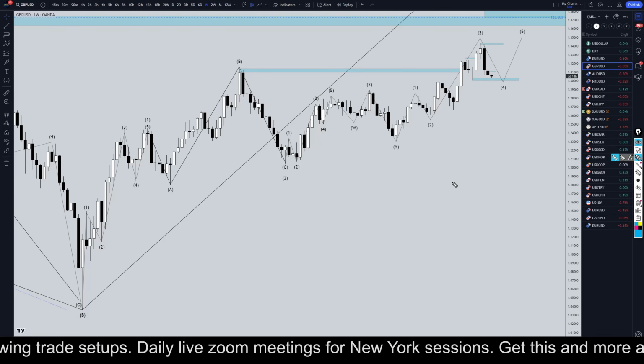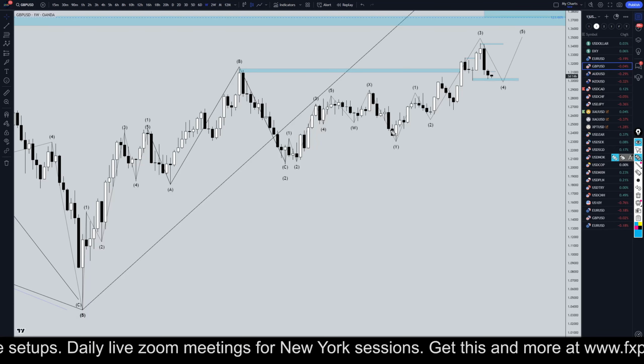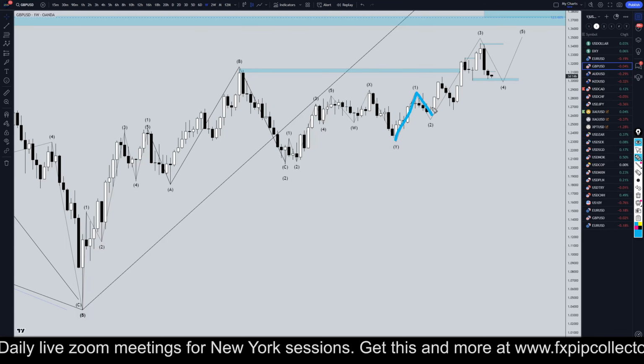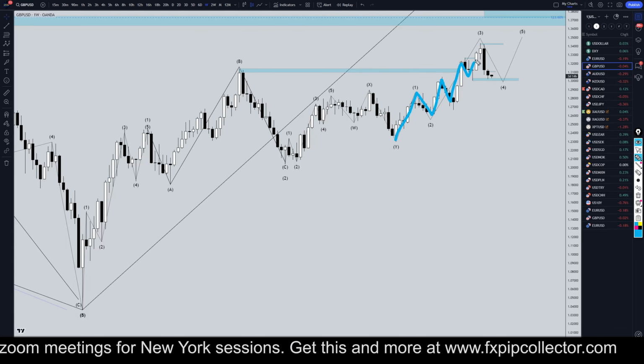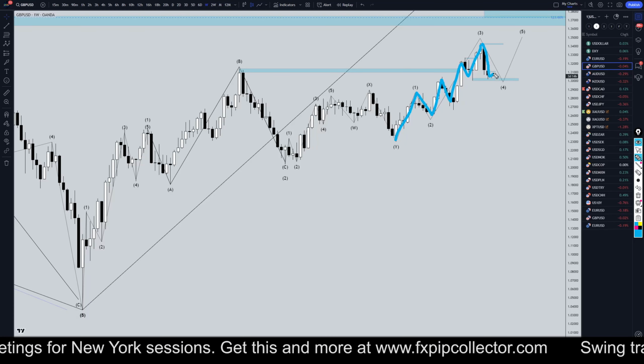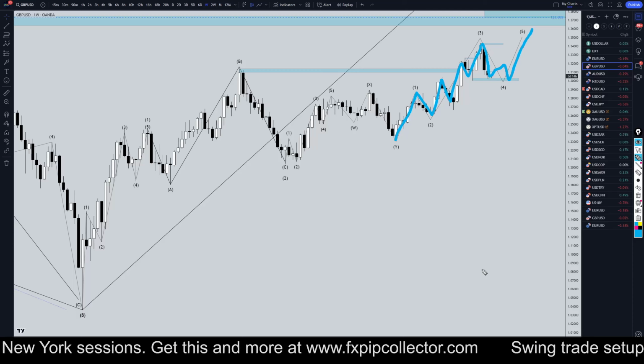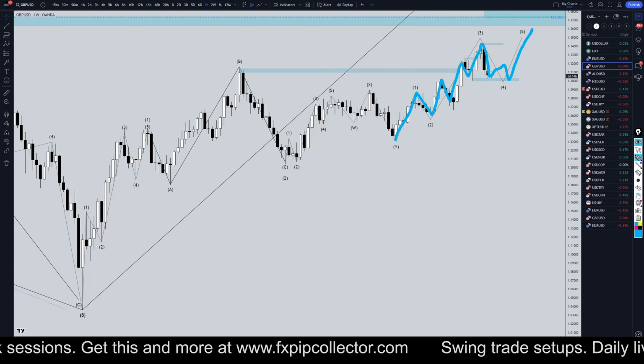To me, on the weekly time frame, it still looks like it might go up again, because this looks like a 1-2, and then this looks like a 1-2-3-4-5 of 3. Kind of seems to me like this could be a wave 4. It possibly could go back up again for a wave 5. So keep that in mind.